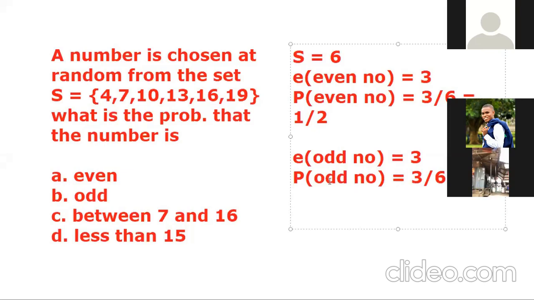Now, between 7 and 16, the event of getting a number which is between 7 and 16. I'm using the shortcut because I'm teaching. Please don't be using it, okay? Event between 7 and 16: 7 is not included because it is between. So 10 and 13, which will give us what? 2 over what? 6. Is that correct?